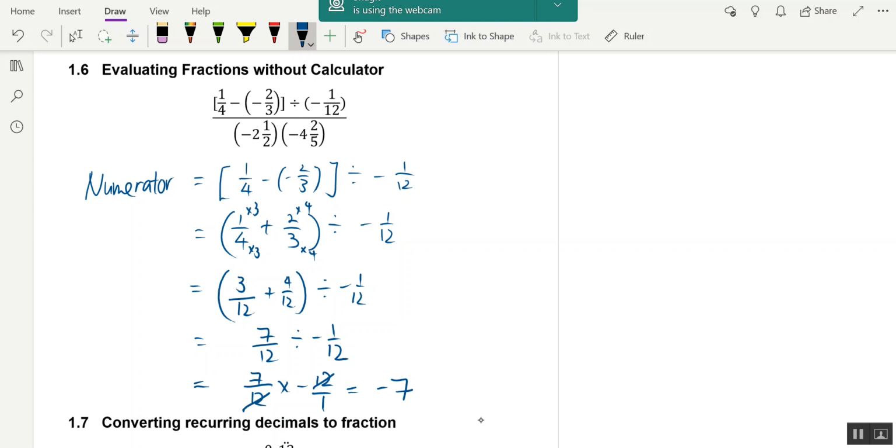Then you can evaluate your denominator. All this can be part of your working, it is totally okay. Alright, it doesn't mean you have to solve everything from the question that they give you. You can break them down into parts.